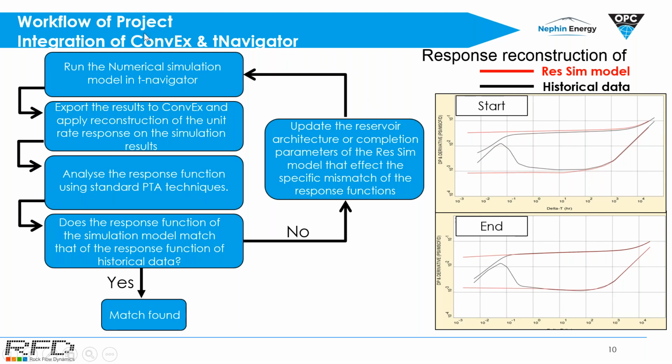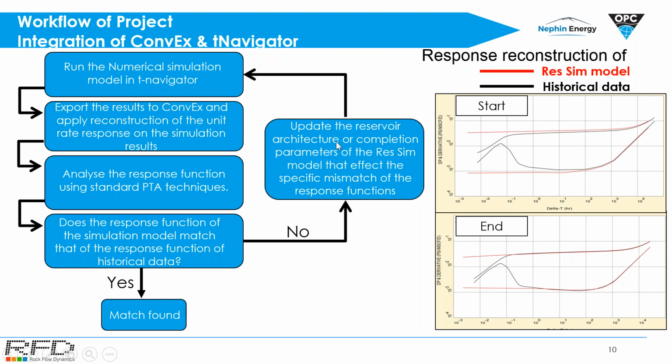Just to give you an overview of the workflow of my project and how I integrated Kappa's Saphir in tNavigator. I run the numerical simulation model in tNavigator. I export the results to the PTA software and apply reconstruction of the unit rate response on the simulation results. I then analyze the response functions using standard PTA techniques. And then I ask myself, does the response function of the simulation model match that of the historical data? If it's a yes, a match is found and I can stop. If it's a no, I need to figure out why there's a mismatch.